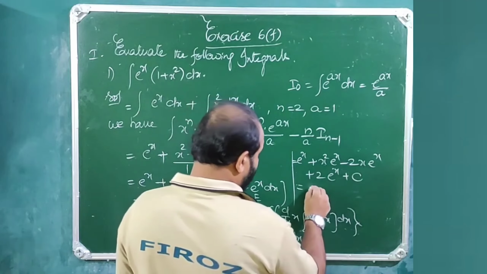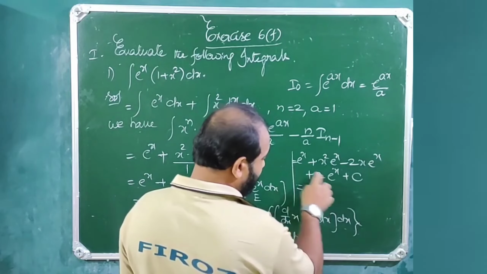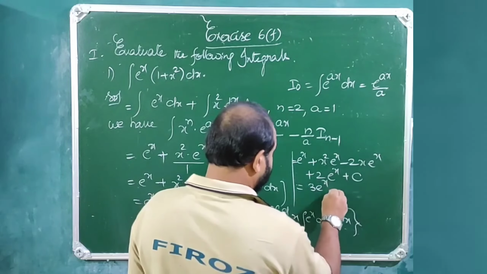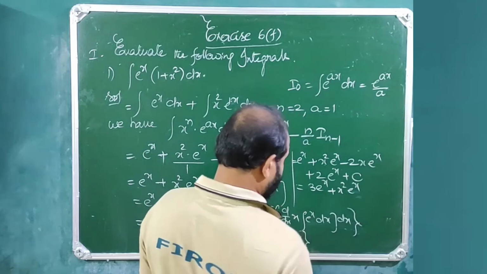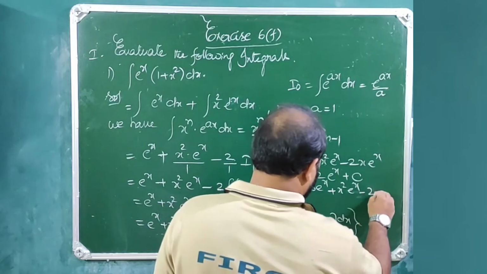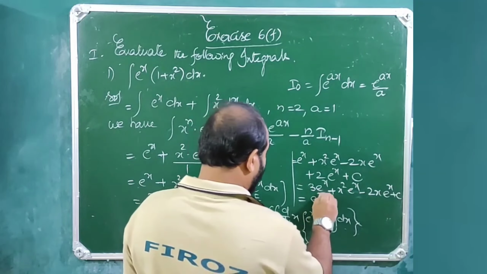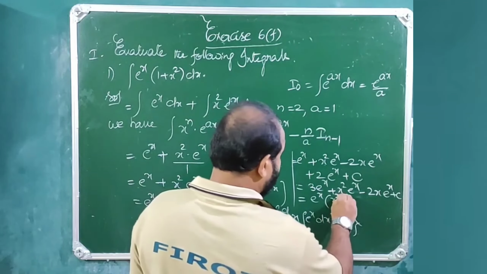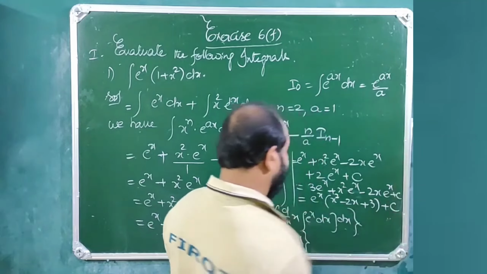So this is equals to e power x plus 2 e power x is 3 e power x plus x square e power x minus 2x e power x plus c. So take e power x as a common, then x square minus 2x plus 3 plus constant of integration c.